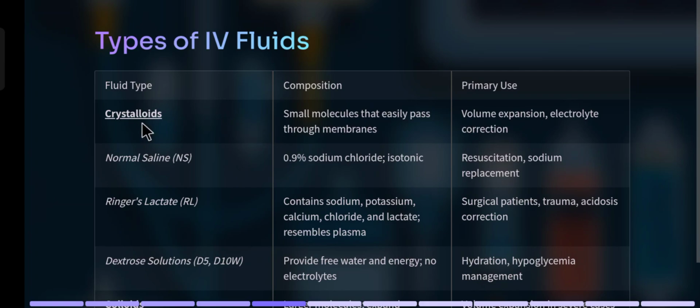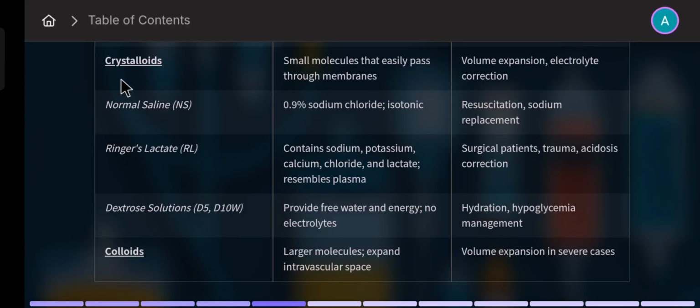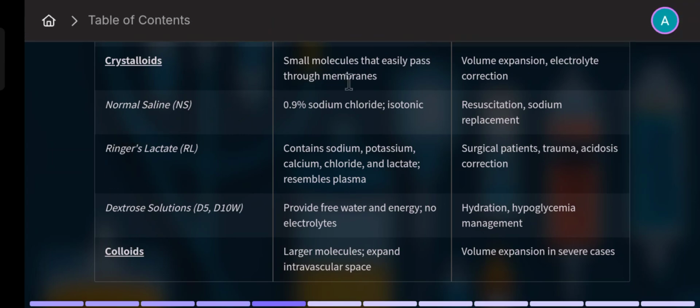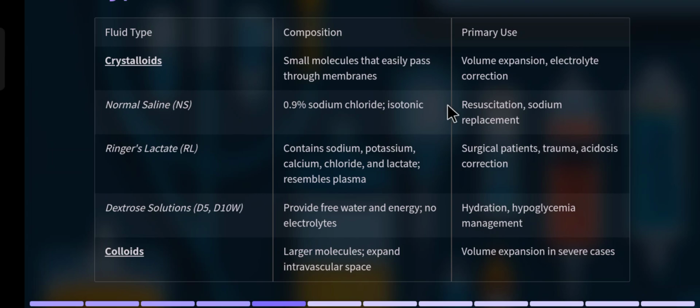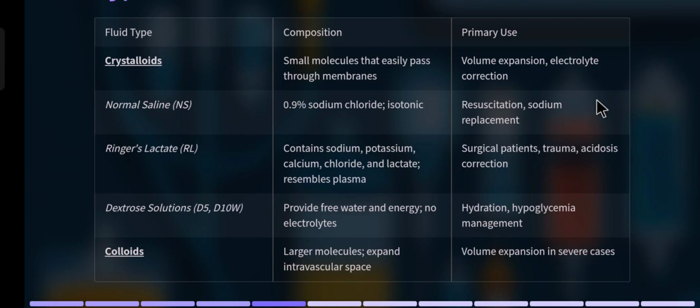1. Crystalloids and colloids. IV fluids are broadly categorized into two types, crystalloids and colloids. Crystalloids. These are solutions with small molecules that easily pass through cell membranes. They are commonly used for volume expansion and correcting electrolyte imbalances. Examples of crystalloids include normal saline, NS, an isotonic solution with 0.9% sodium chloride, used for resuscitation in cases of hypovolemia, shock, and sodium replacement.